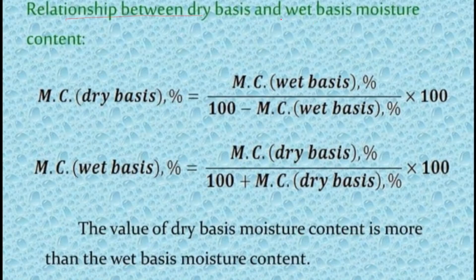Relationship between the dry basis and the wet basis moisture content. Moisture content on the dry basis percentage is equal to moisture content wet basis percentage by 100 minus moisture content wet basis percentage, into 100. I will show you how it came.